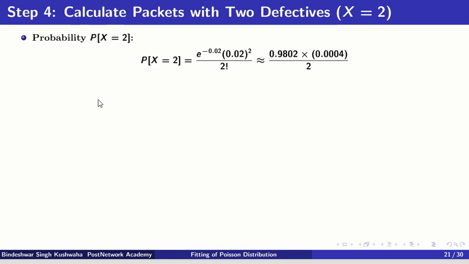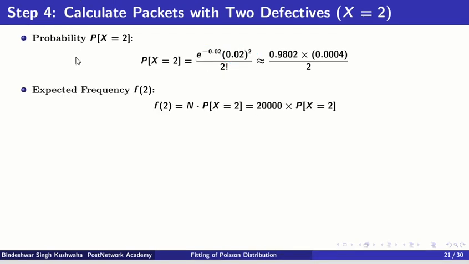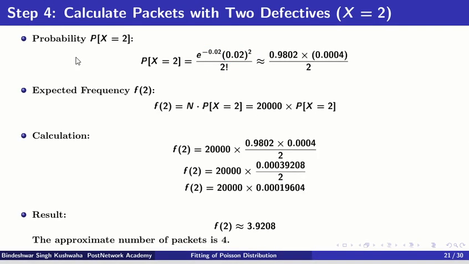Now calculate packets with 2 defectives. The same process we will follow, and instead of x equal to 1 we plug in 2. We will get 3.9208, and that is equivalent to 4. So the approximate number of packets with two defective pens is 4.